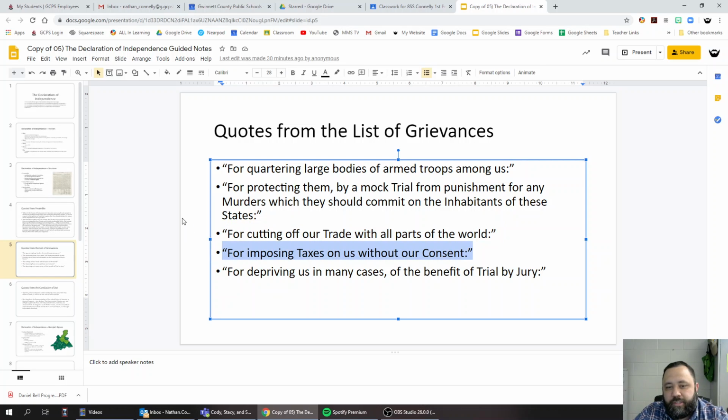"For imposing taxes on us without our consent." So basically saying, hey, you didn't ask. This is that no taxation without representation piece. And then, "for depriving us in many cases of the benefit of trial by jury." So some of the stuff that they would do to Massachusetts would basically deny individuals, and eventually all the colonies, a right to a trial by their peers.